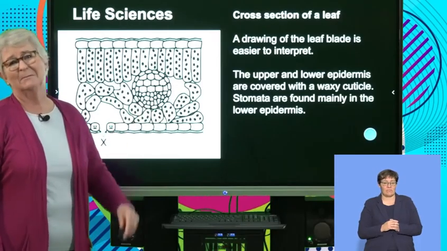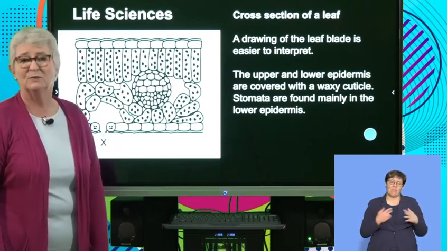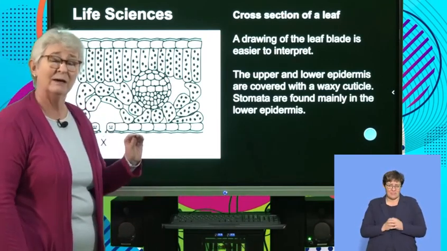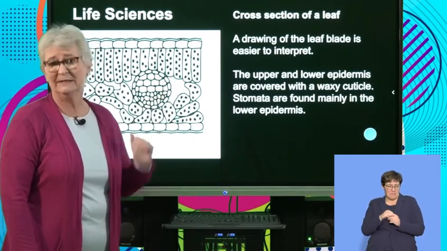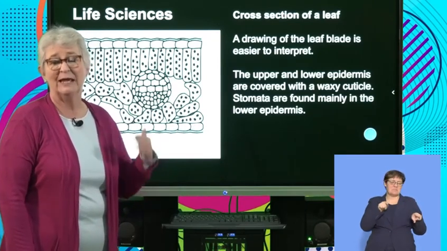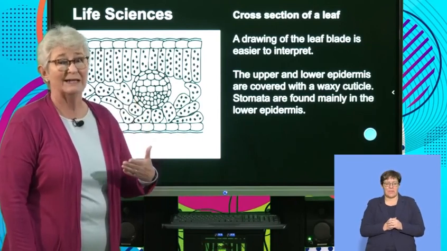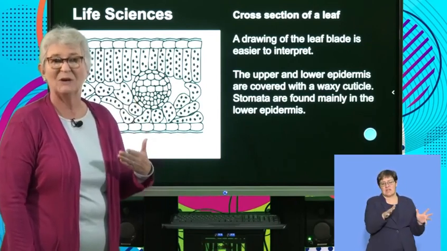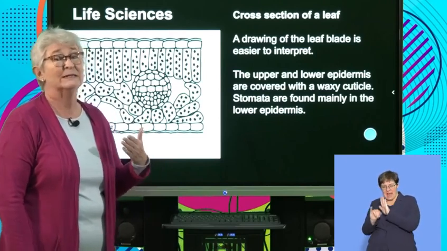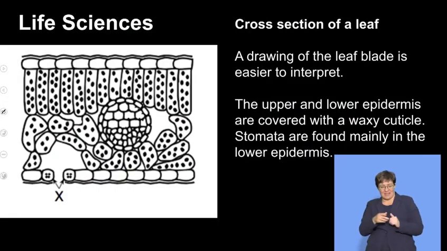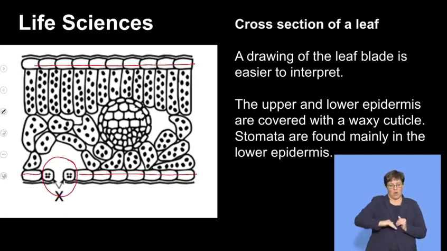Now, isn't this a much easier picture to be able to work out what is going on? But it's actually showing exactly the same as the previous picture. It's just because it's a drawn one, it's much, much easier to be able to identify exactly what is happening. Easy peasy. Upper and lower epidermis with a stoma so that gas can get into and out of the leaf.